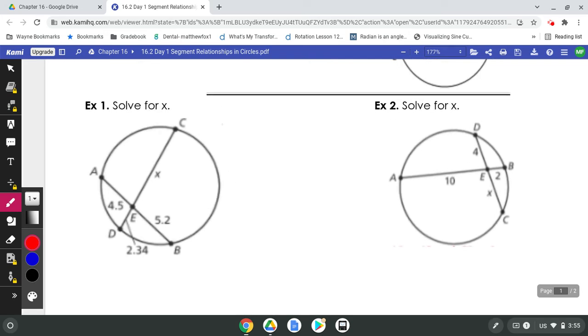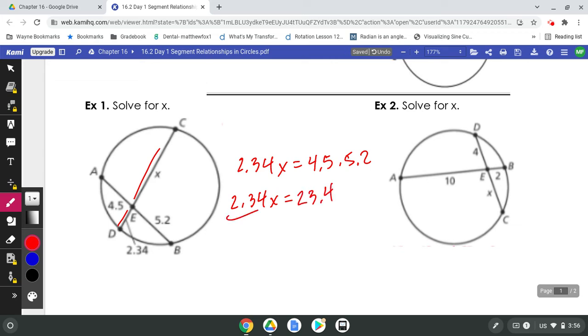So if we look at our first example here, once again, we know that 2.34 and x go together. So 2.34x will equal whatever those other two are multiplied together. So 4.5 times 5.2 in our case. Now you can use a calculator to do this, but to save some time, I'm just going to do it for you. So 4.5 times 5.2, that does give us 23.4. If we go ahead and divide by 2.34, we will get x equals 10.